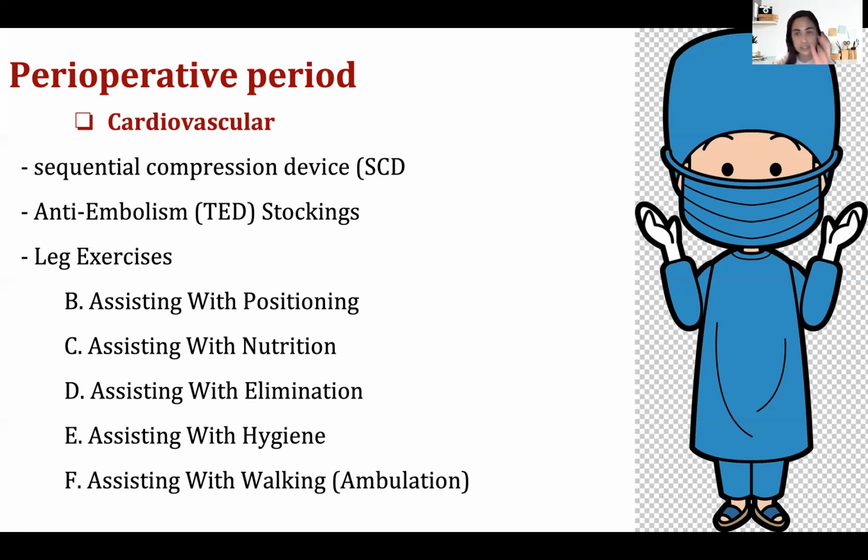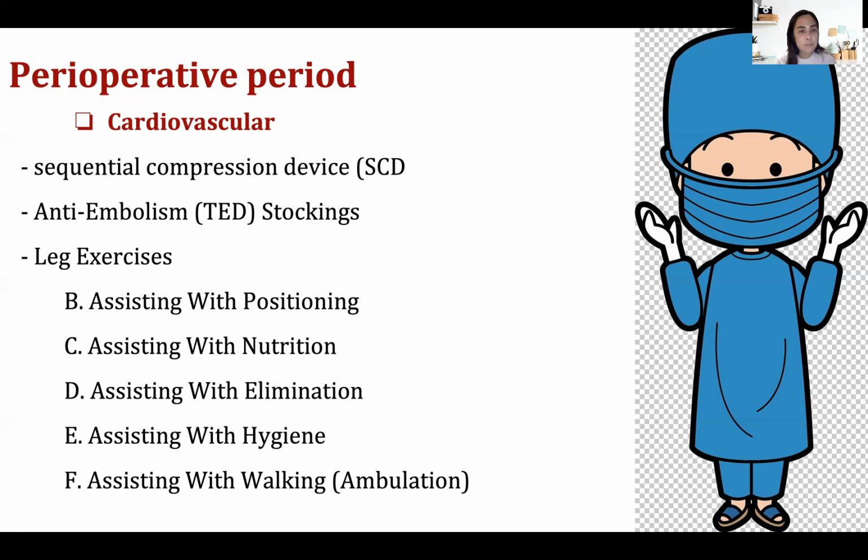And that clot will move into your lungs. If it moves to your lungs, you will develop a pulmonary embolism. What you will feel is tachycardia and difficulty breathing. So to prevent this, they will put on you a compression device, a device which is applied on your legs, so your legs will not develop a clot which further develops into pulmonary embolism. So that is the sequential compression device.